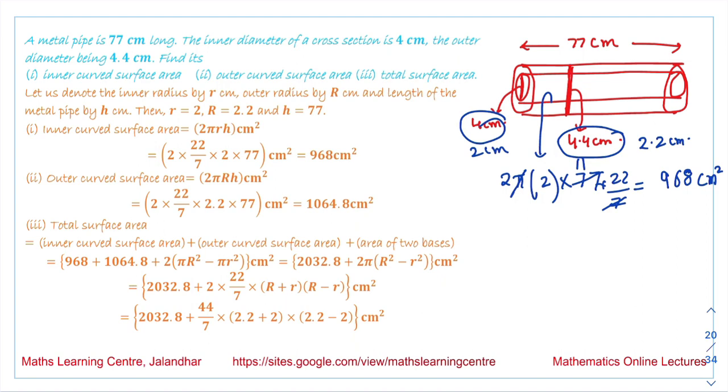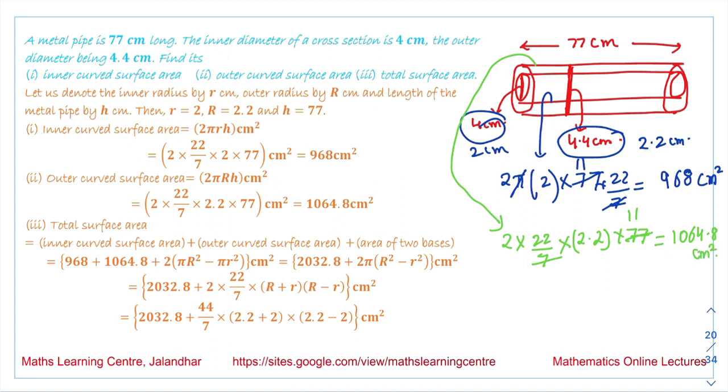The second thing we have to calculate is the outer surface area. For the outer surface area, it is 2 into 22 by 7 into the outer radius, which is 2.2, and height 77. Again these two get cancelled, and we have 11 over here. When you multiply these values, you will get the final answer: the outer curved surface area is 1064.8 centimeter square.